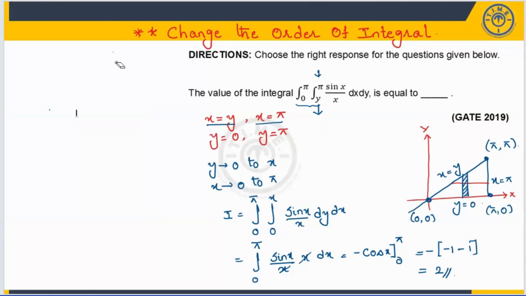So that is what I have drawn here. And x is equal to pi. That means x equal to a constant is a line parallel to the y-axis. Once these limits are over, we'll make use of the constant limits to close the region. That means y equal to 0 is the x-axis. Once the region is closed, we'll find the points of intersection.